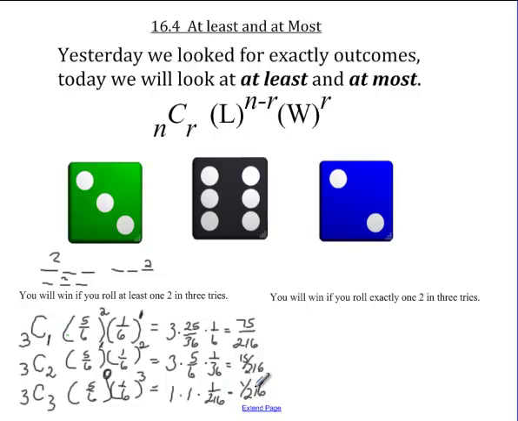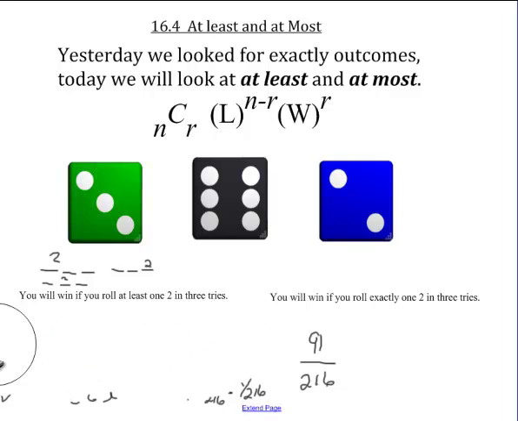And now I add these together, because remember, I can win here, or here, or here. And I'm emphasizing the word or, because in probability, or means to add. So if I add this all up, 75 and 15 is 90. I have 91 in total out of 216 opportunities to win. Now there is a shortcut. 1 or 2 of you may see the shortcut, but until then, you're going to suffer with the long way.